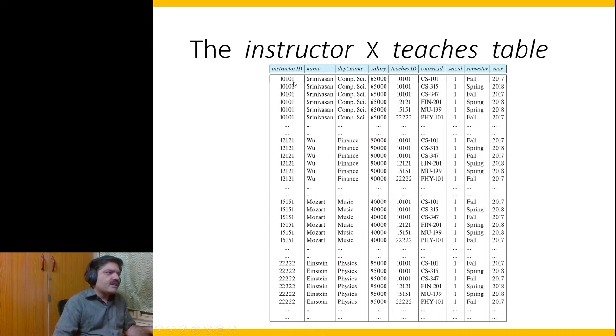So we have the first tuple from the instructor relation and the first tuple from the teacher's relation, and then the first tuple from the instructor relation along with the second tuple from the teacher's relation, and so on. So all these refer to the first tuple of the instructor relation, and here are all the tuples corresponding to the second tuple of the instructor relation, and so on. So this is what we call a cross product or a Cartesian product.